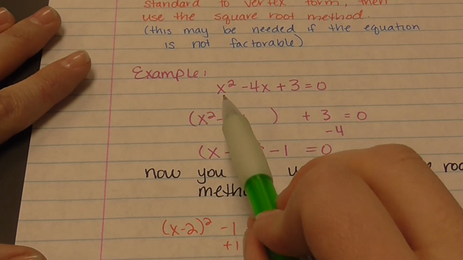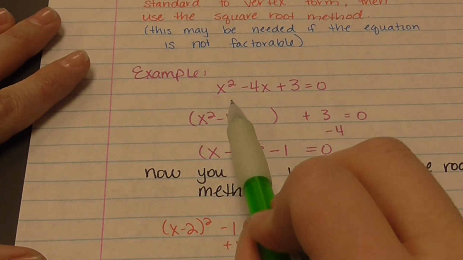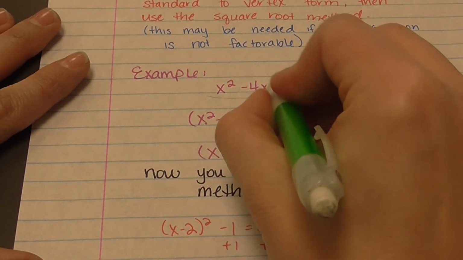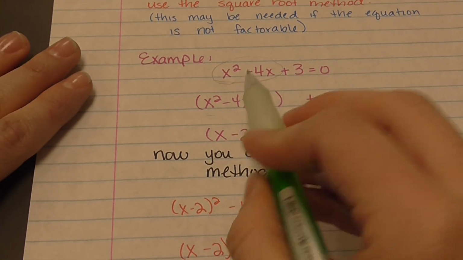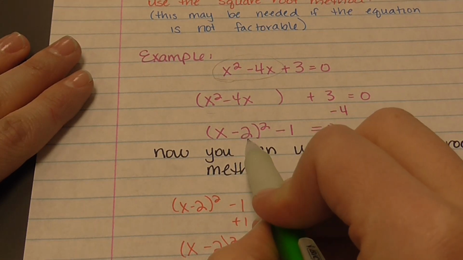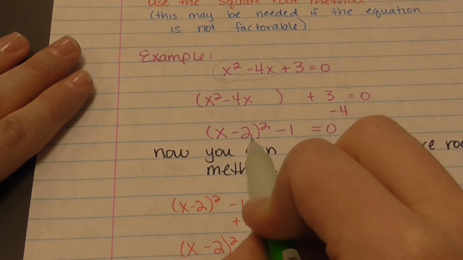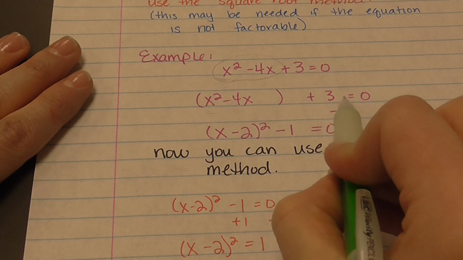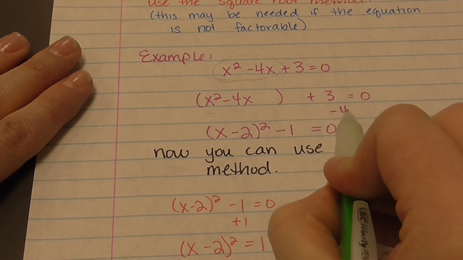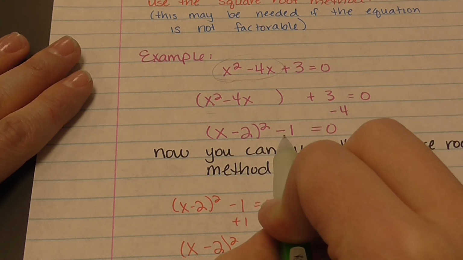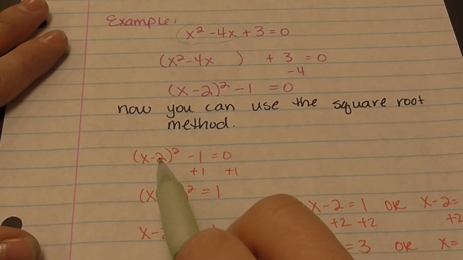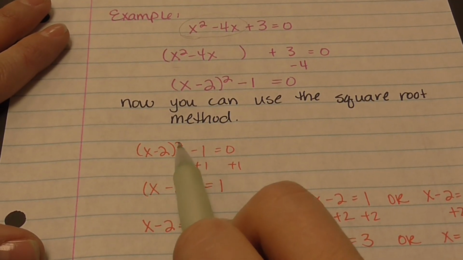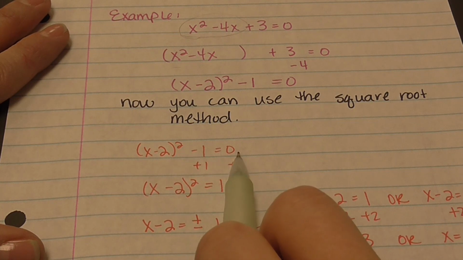So you could plug this in your calculator and get it to vertex form, but if you'll remember, what we did is we focused on just this part right here first. We separated it out, and then we said, okay, half of negative 4 is negative 2, and we wrote x minus 2 squared. 2 squared is 4, so I'm going to subtract that off over here, and then 3 minus 4 is negative 1. So that's just how we did it by hand. So now we can use the square root method. So I've got x minus 2 squared minus 1 equals 0.